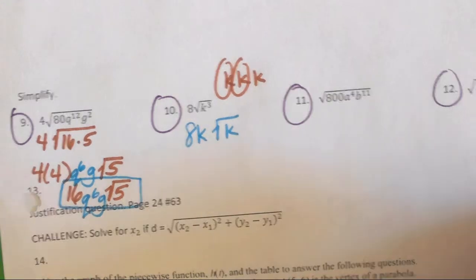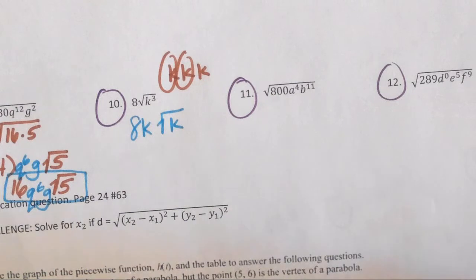Okay, number 11. I need 2 numbers that multiply to 800. 100 times 8. But all of these are correct. 100 times 8 was getting closer. Okay, so there are 200 times 4, 400 times 2, 100 times 8. Which of those options am I supposed to go with?